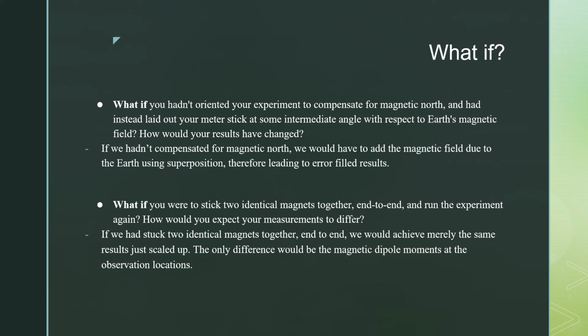Lastly, the what-if questions. What if we hadn't compensated for the magnetic north with respect to the Earth's magnetic field? Well, in that case, we'd simply add the magnetic field due to the Earth using the fundamentals of superposition. And second, what if two identical magnets were stuck end to end? Well, the result would be affected in a scalar manner, as it would be scaled up by some amount due to the second magnetic field.